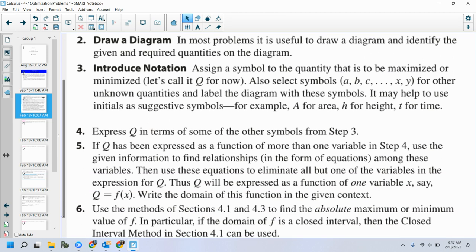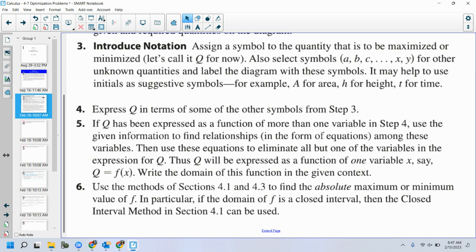For example, A for area, H for height, T for time. It's like, okay, come on now. We're not in sixth grade.